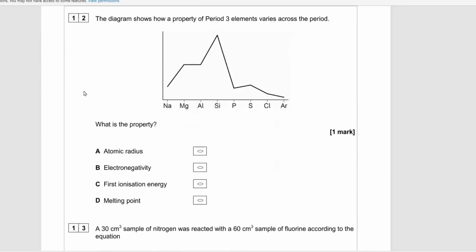Okay, let's move on to another question. This question is about periodicity. The diagram shows how a property of period 3 elements varies across the period. Which property is shown varying across the period by this diagram?